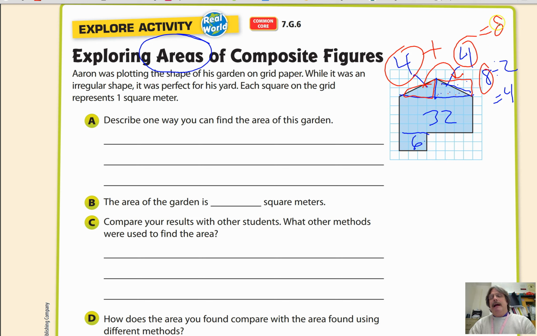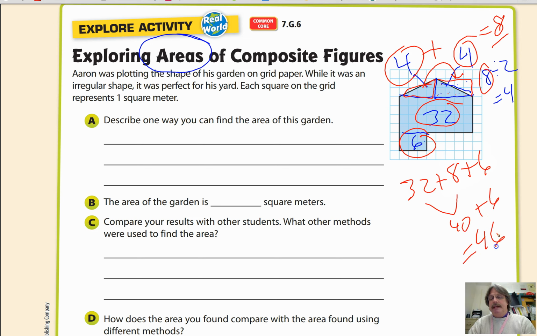Then I go ahead and add them all together. So I have 8, I have 32, and I have 6. So 32 and 8 is 40, and I have 6. My area then is 32 plus 8, that's 40, plus 6. So this is 40 plus 6, so that equals 46, and then I have square meters.